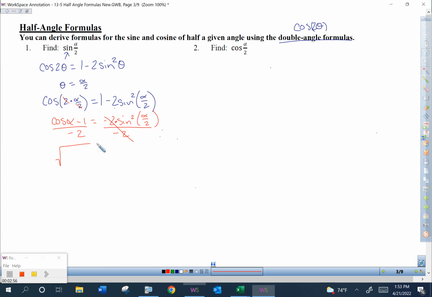So we've got the square root of cosine alpha minus 1 all over negative 2. And then the sine squared, I'm just going to bring it down here. We took the square root of that as well. And those cancel out. So sine of our alpha over 2. When we take the square root of something, we've got a plus or minus, and then we've got this right here.